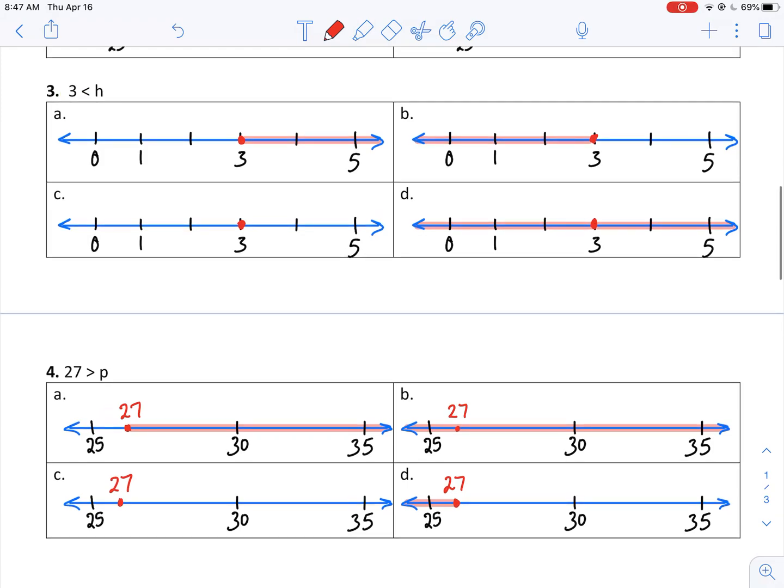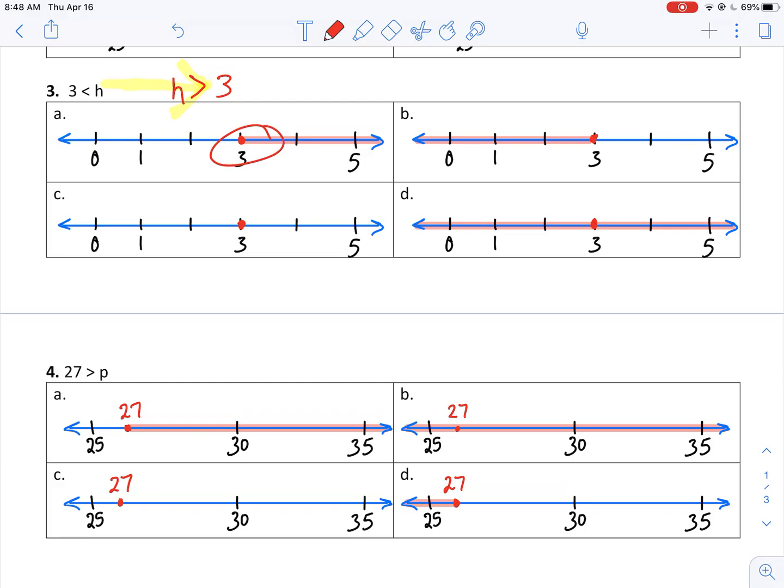All right, number 3, and then I'm going to leave you guys to do 4, 5, and 6. So number 3. 3 is less than H. Let's take our first step here. Is my variable on the left? Well, it's not on the left, so let's rewrite this. I want H on the left, I want 3 on the right, and here my symbol's opening up toward H, so I'll keep my inequality symbol opening up toward H.